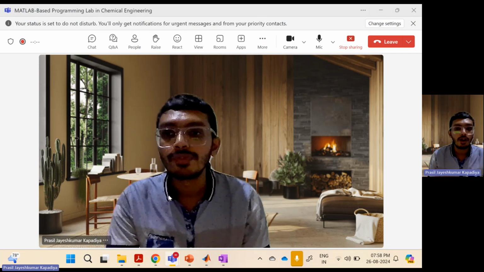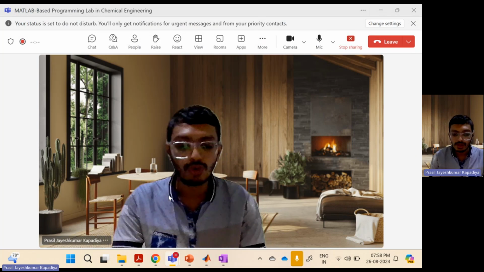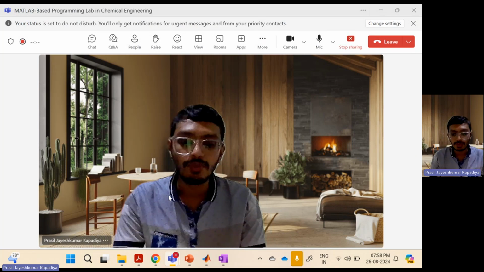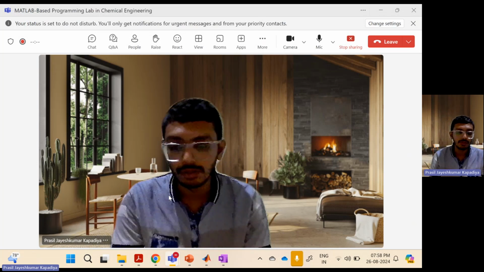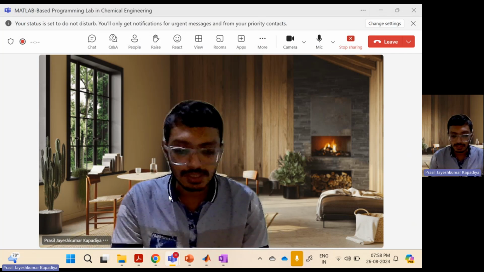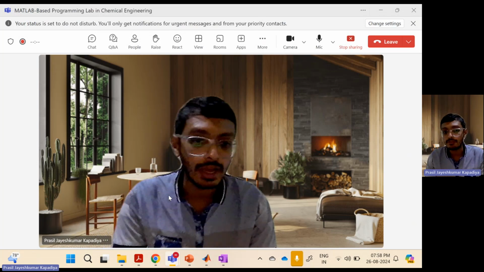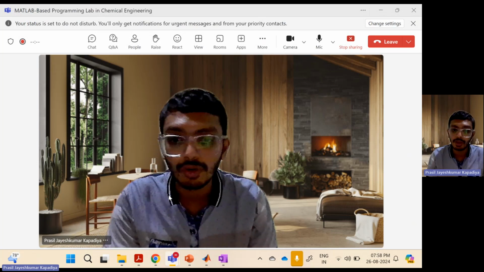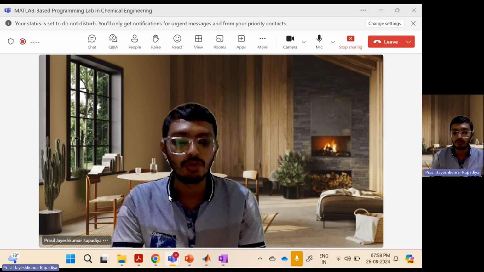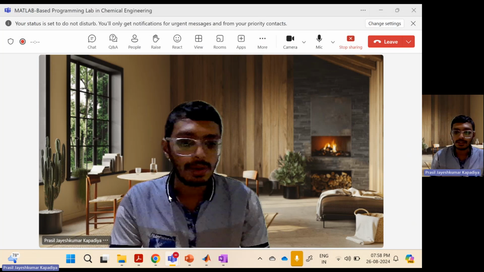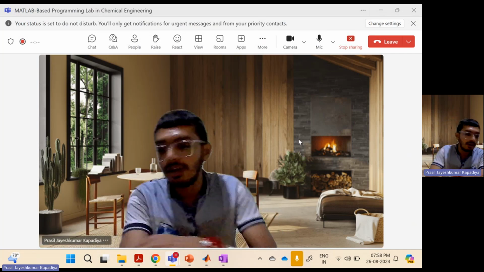Then further, we learned the Gauss elimination method. For a three equation, three unknown system, we wrote our code to find the solution using the Gauss elimination method. Then we checked how to calculate eigenvalues of a matrix and the product of eigenvalues using the eig command and prod command. We also checked how to find the determinant of a matrix using the det command.